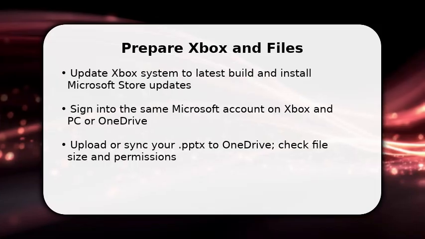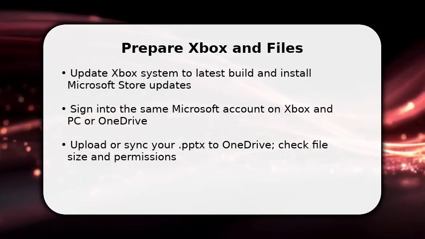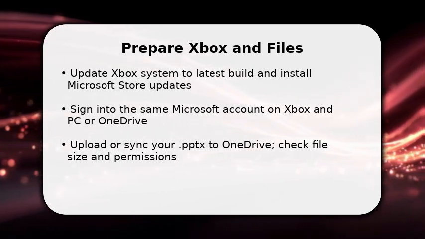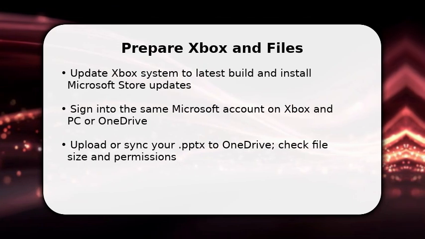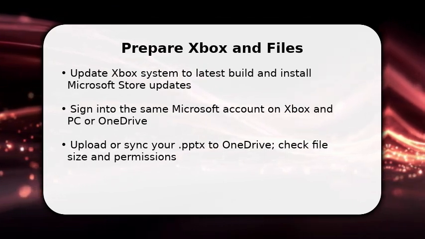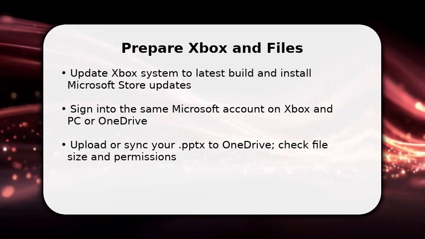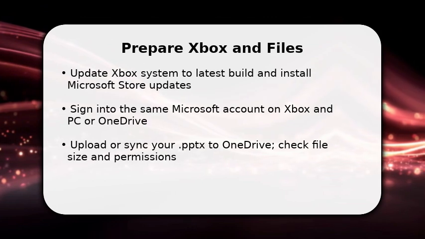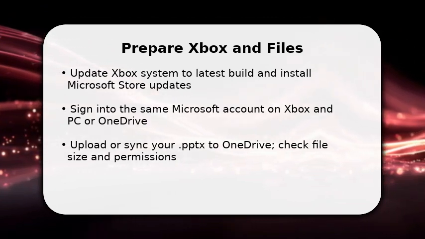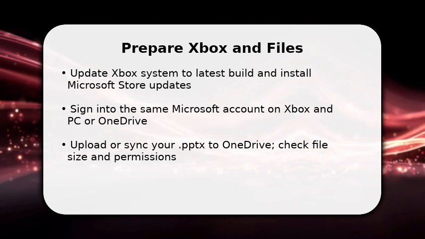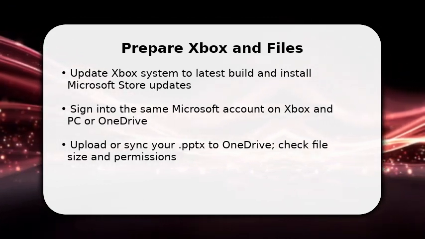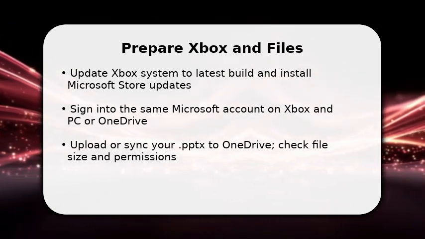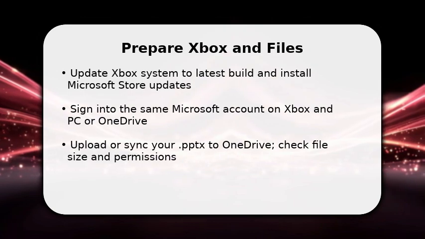Enjoy the video. You start by preparing the devices and files so the process flows. Make sure your Xbox is updated and connected to the internet, and sign into the same Microsoft account you use for OneDrive. Upload the PowerPoint file to OneDrive now and confirm sharing permissions so Xbox can access it. Once done, open Microsoft Edge on Xbox to verify you can reach OneDrive. This initial verification prevents permission errors later and speeds the next steps.